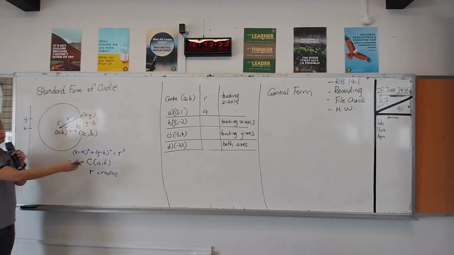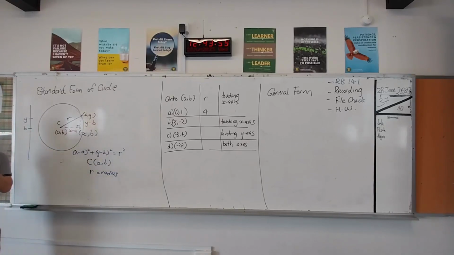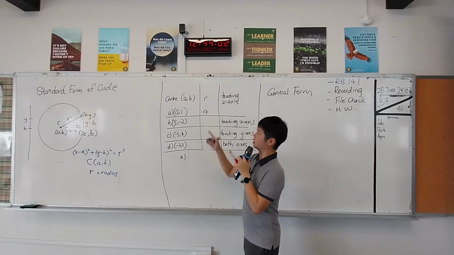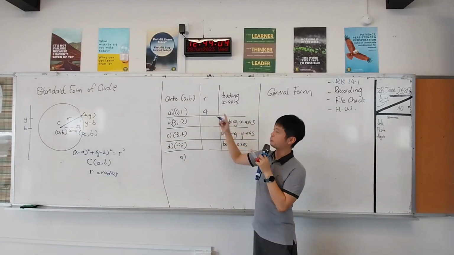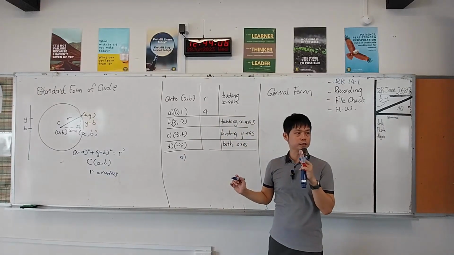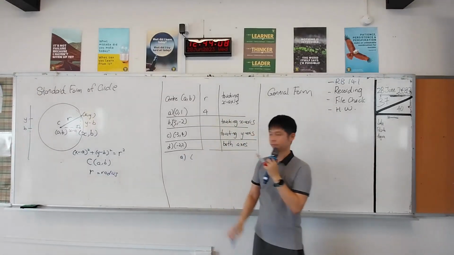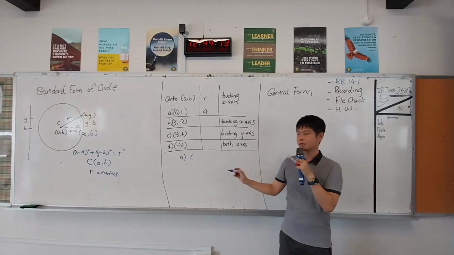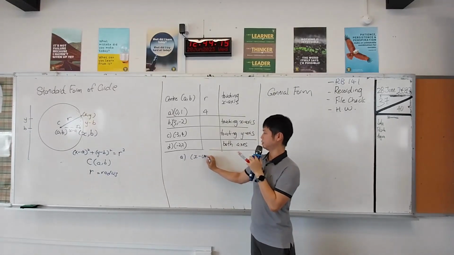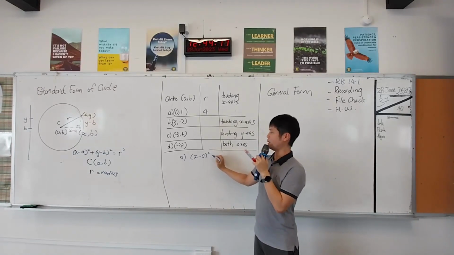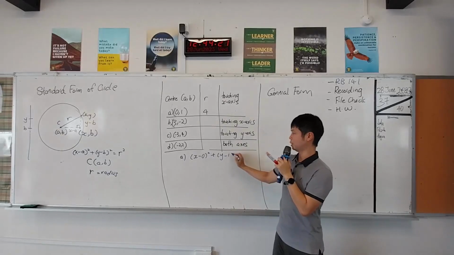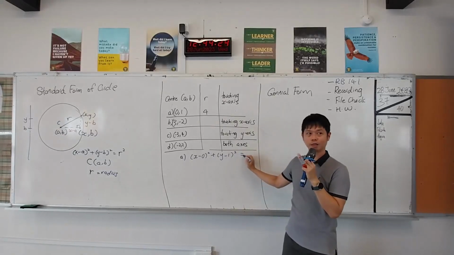Now please take note, this one is R square. I only need the R. So later you will need to do some square root. Okay, let's look at this. What is the equation of the circle for part A? The equation of the circle will be bracket. Do you know how to apply this? X minus 0 square plus Y minus 1 square.